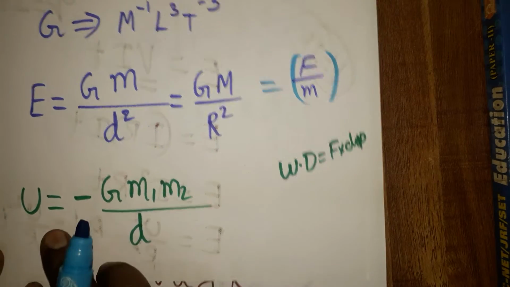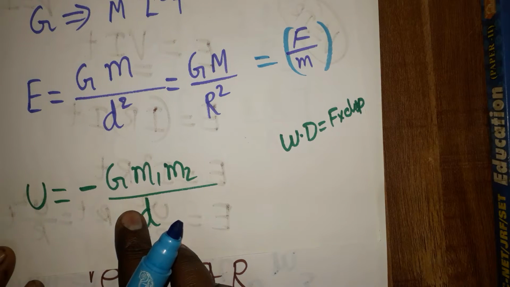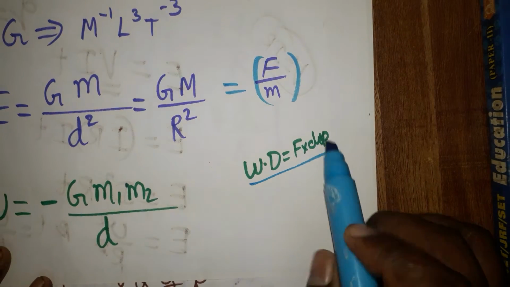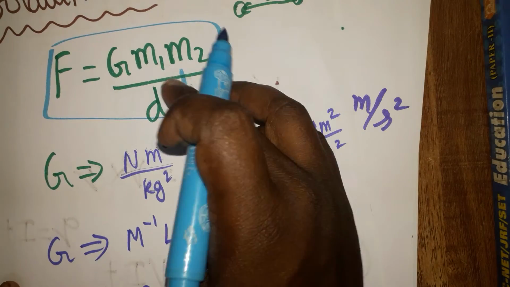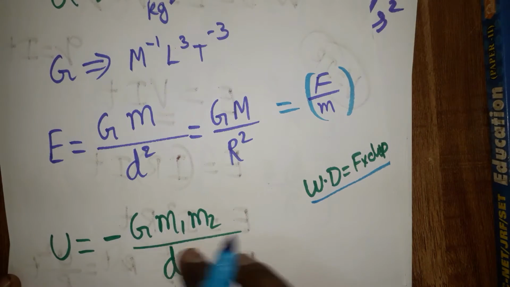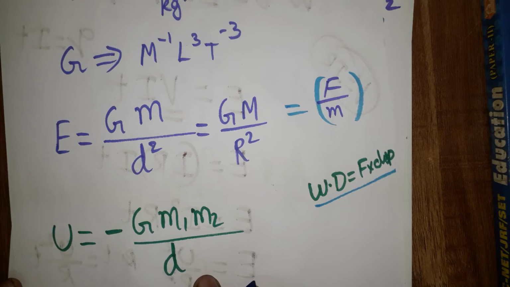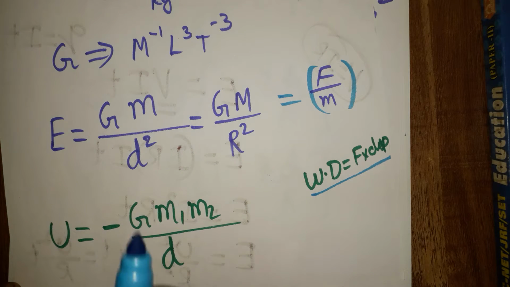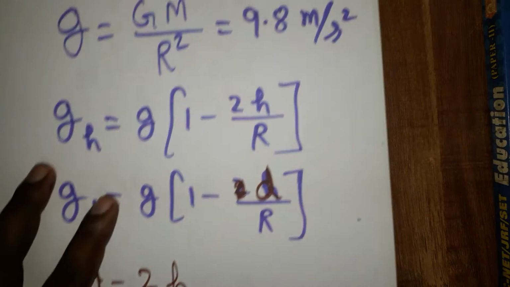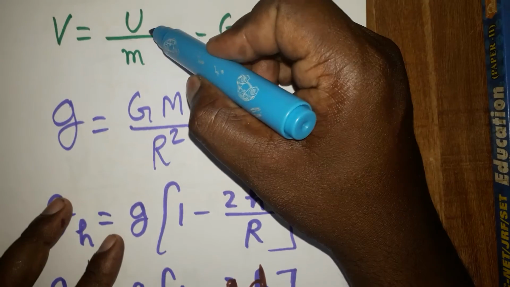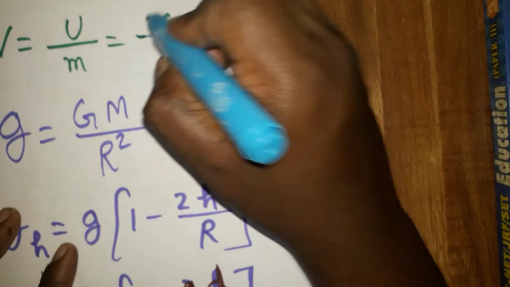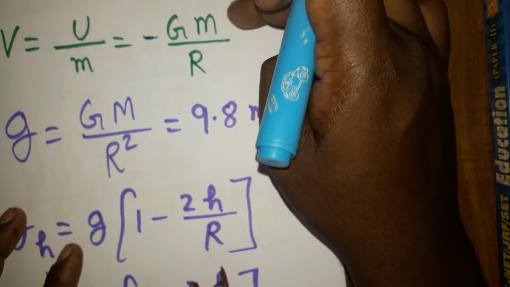U is the gravitational potential energy, negative G M1 M2 divided by D. Work done is equal to force into displacement, and the square gets cancelled. You can get the universal gravitational potential energy. The next one is gravitational potential, which is energy by mass. The mass gets cancelled, so two masses were there, now only one mass will be there.